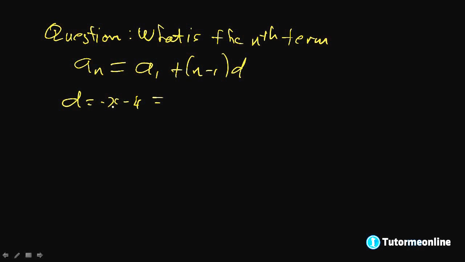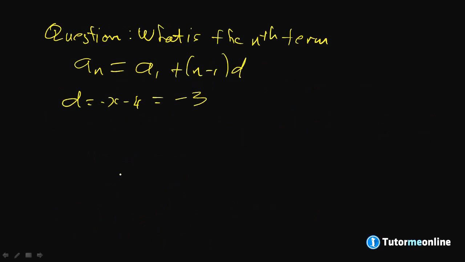If x is minus 1, minus times minus 1 gives us a plus 1, and 1 minus 4 gives us minus 3. We also saw this by just inspecting the answers of our arithmetic progression. So d is minus 3, and we can now substitute minus 3 as d. And we've also calculated on the previous slide the first term to be minus 1.